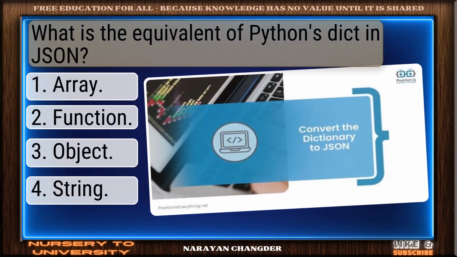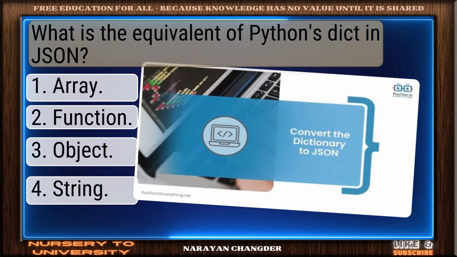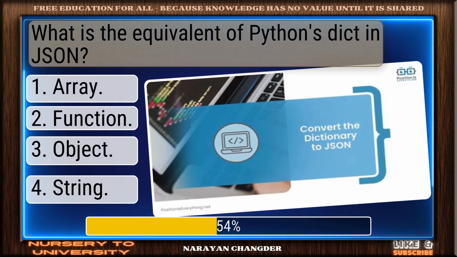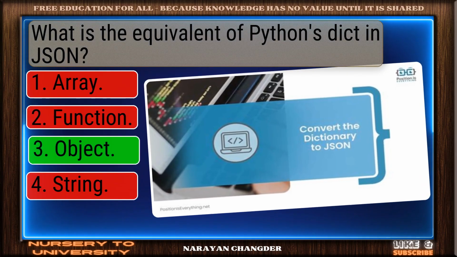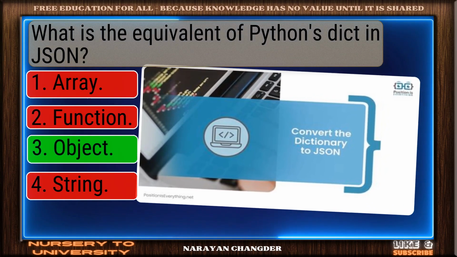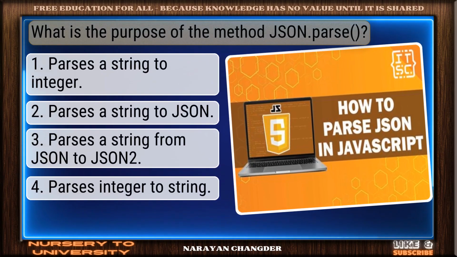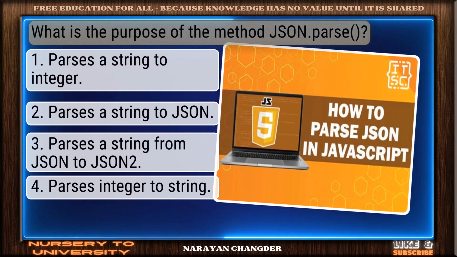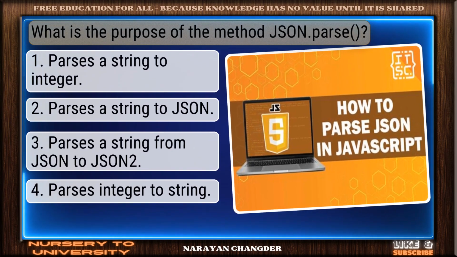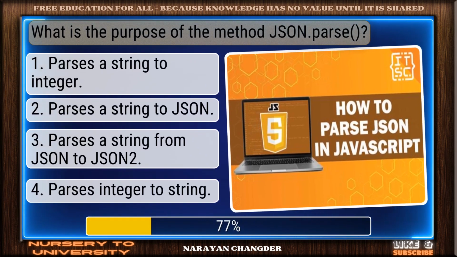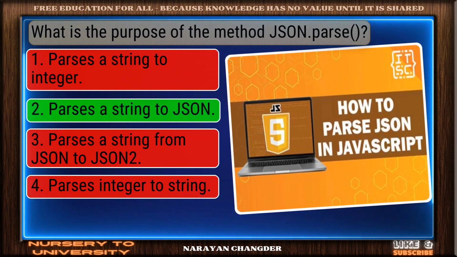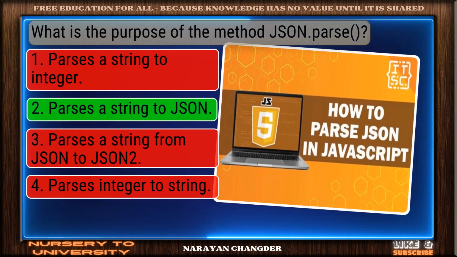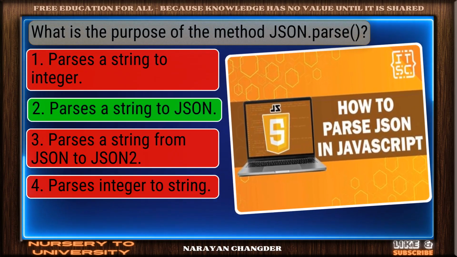Question number 40. What is the equivalent of Python's dict in JSON? Perfect. Object is the correct choice. Question number 41. What is the purpose of the method JSON.parse? Correct. Parses a string to JSON is the right answer.